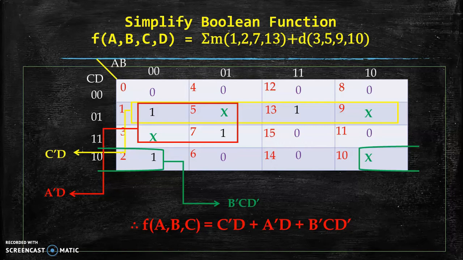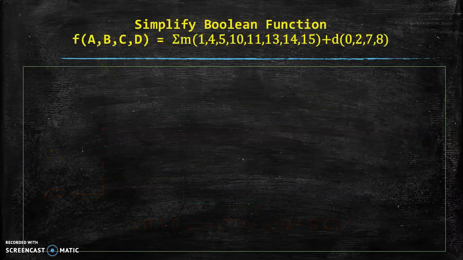We know the rules: we have to prepare as few groups as possible, and we have to cover all the ones. But now we have used the don't care condition as per our convenience to make a group of quad if possible. If not, then a pair. And again I repeat, it is not necessary that we use all the don't care conditions. Some of the don't care conditions we can leave as 0. So let us take one more example.